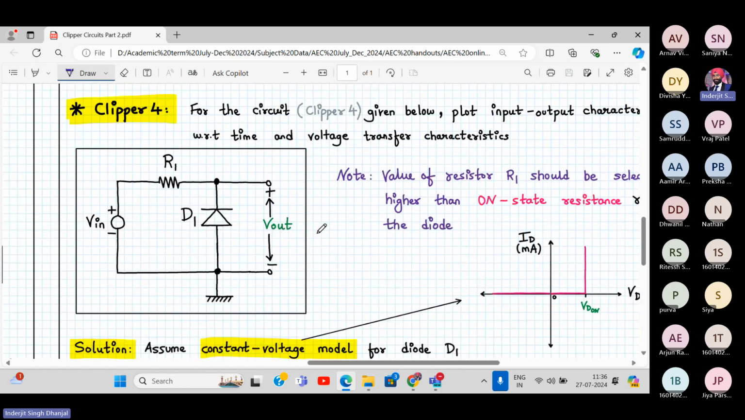Clipper number 1, 2, 3 were related. Now we have to relate clipper number 4, 5, and 6 together. So concentrate a little bit. This is a new topic which we are going to consider.